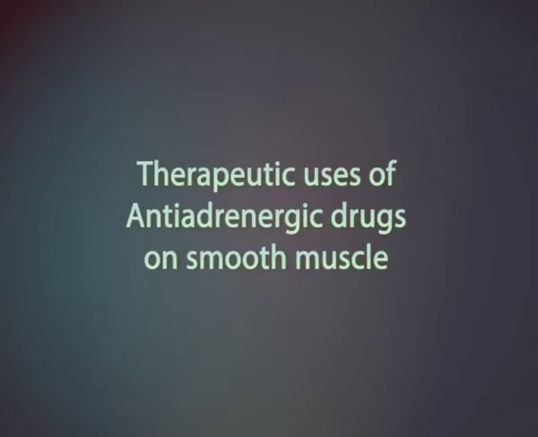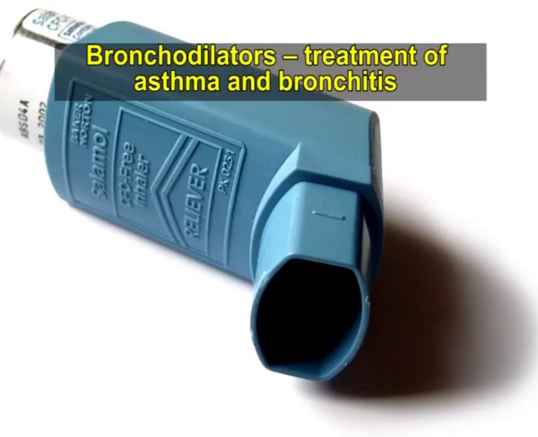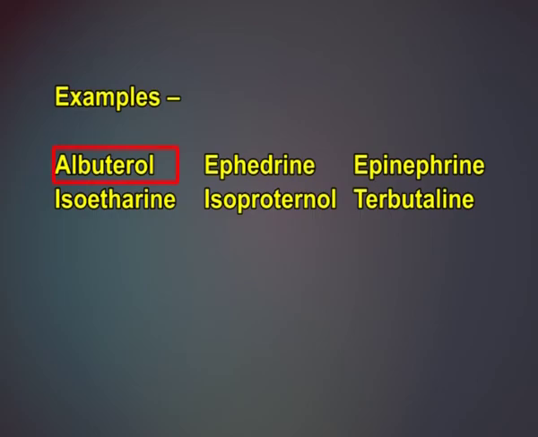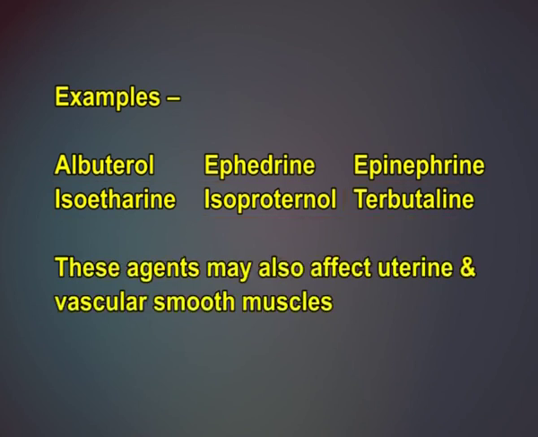C. Therapeutic uses of anti-adrenergic drugs on smooth muscles. First, bronchodilators, for treatment of asthma and bronchitis. These are agents that stimulate beta-2 adrenergic receptors of bronchial smooth muscle, causing relaxation. Examples: albuterol, ephedrine, epinephrine, isoetharine, isoproterenol, terbutaline. These agents may also affect uterine and vascular smooth muscle.